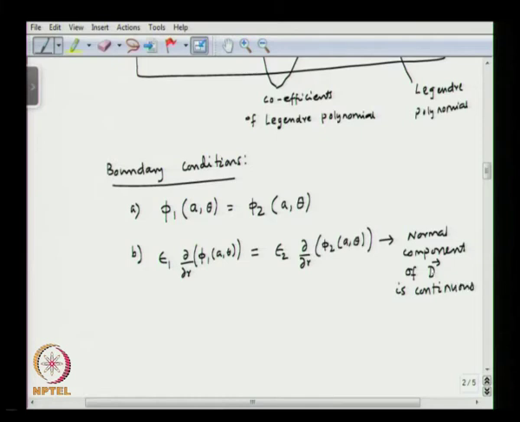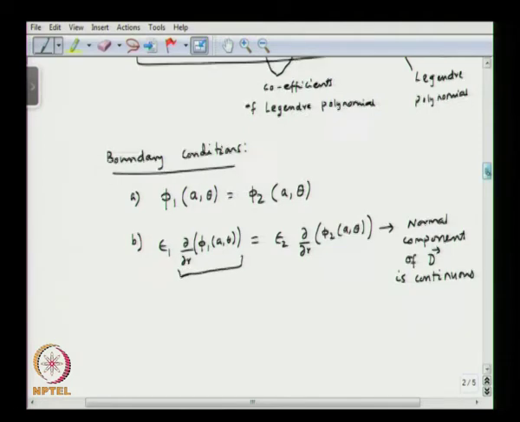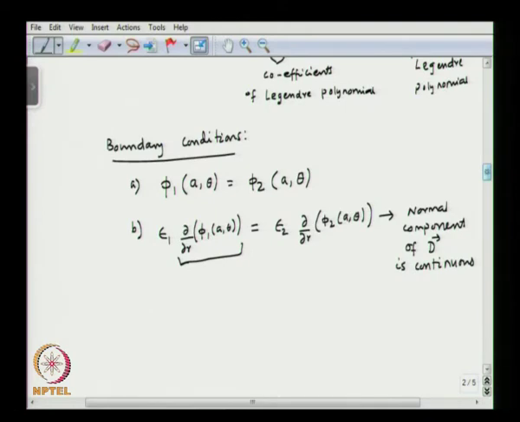Okay. Electric displacement we have seen earlier can be written as epsilon into electric field. So this gives us the normal component of the electric field.